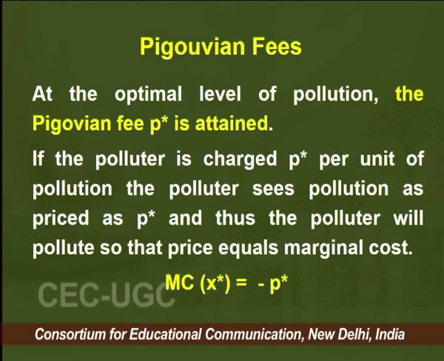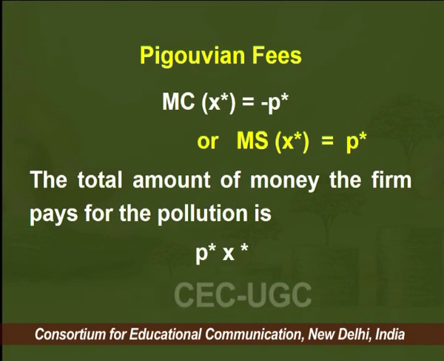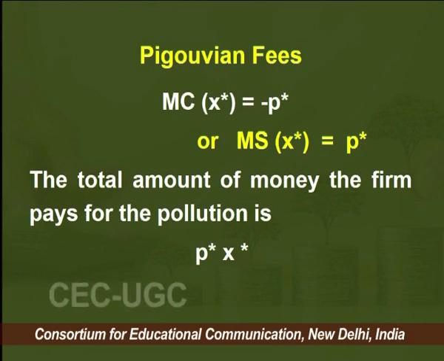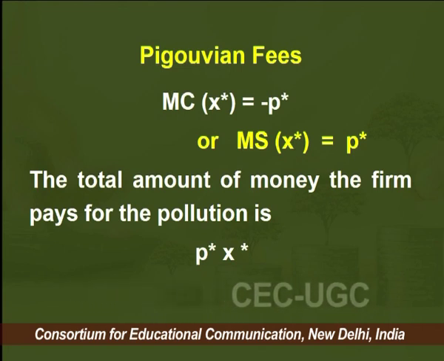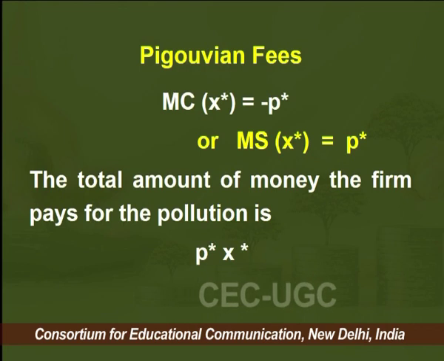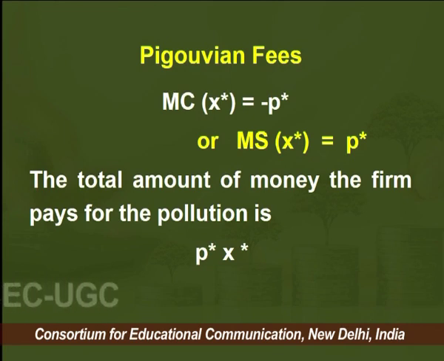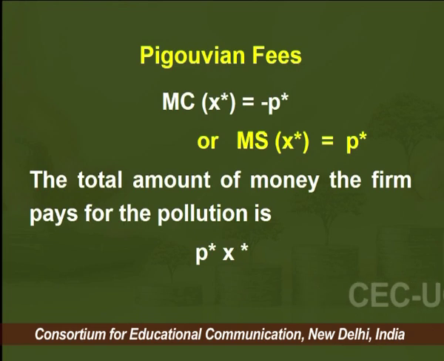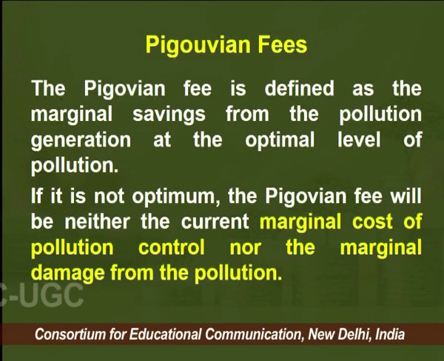And finally, we can see in the Pigouvian tax, in the Pigouvian fee also, the price P star is considered as the Pigouvian fee. It is finally equal to MSX star. The total amount of money the firm pays for the pollution is again a revenue collected, which is P star into X star. For every unit of emission emitted by the polluter, you are charged a Pigouvian fee of P star. And P star, we've already seen through the graphical representation how we derive. So the total revenue generated is P star into X star.